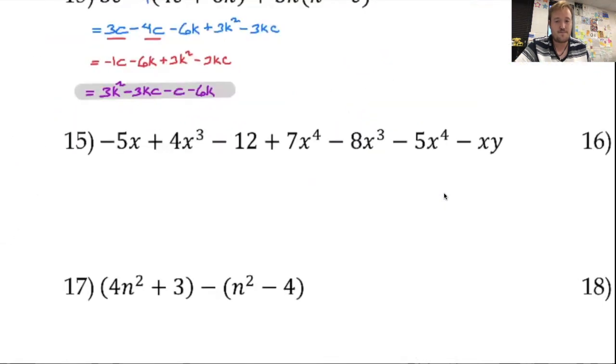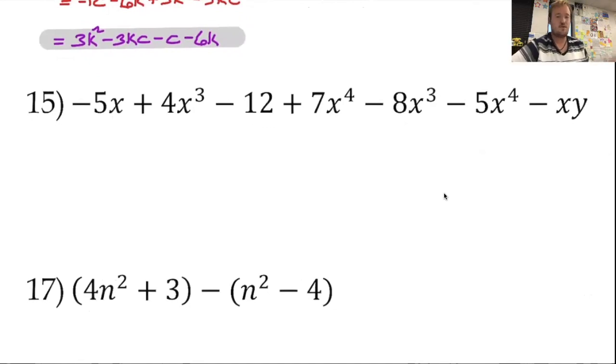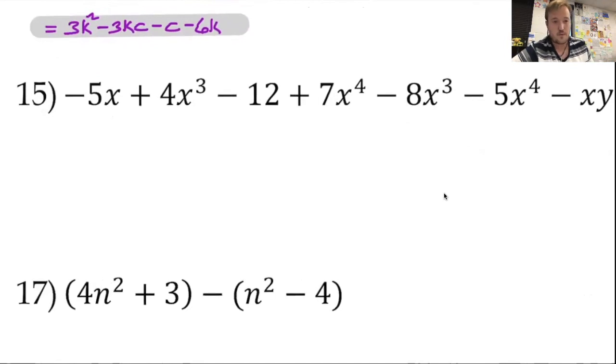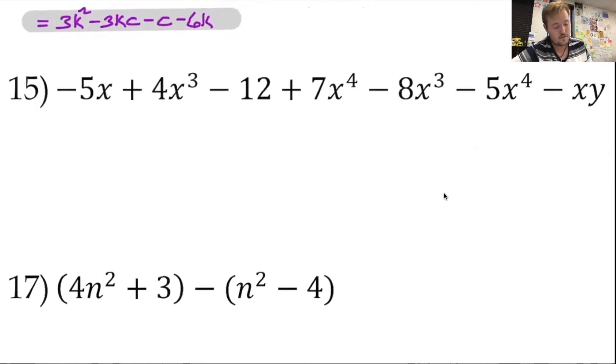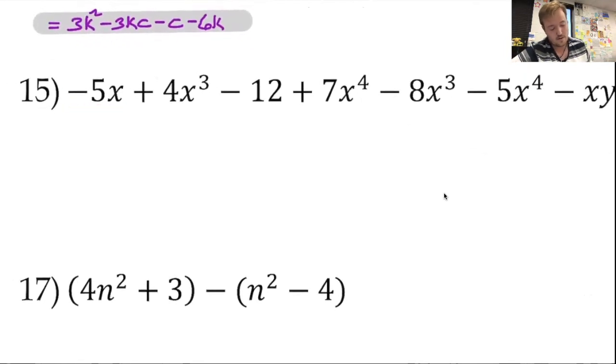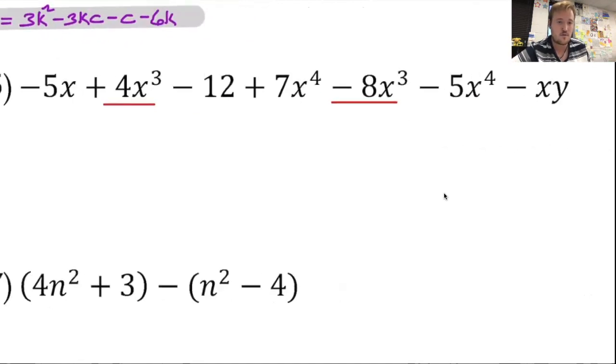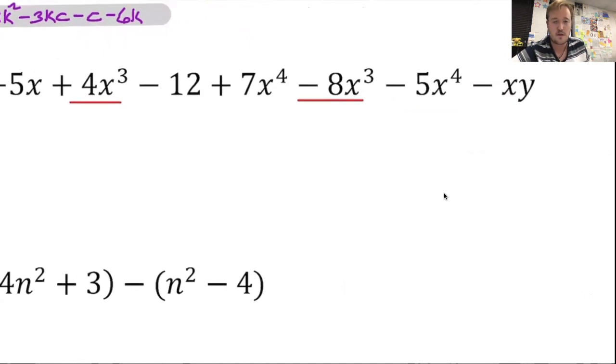All right, number 15. So in this case, a lot of this is just about reordering and combining. So let's see what we can combine. So a negative 5x, we don't have any other x's anywhere, so can't combine anything. 4x cubed, well, we have 4x cubed here, and we have a negative 8x cubed here, so those can be combined. So a negative 12, we don't have any just regular numbers, so that cannot be combined with anything.